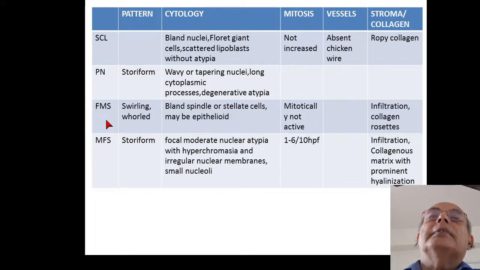In case of low-grade fibromyxoid sarcoma, swirling or whorled pattern, bland spindle cells, a few epithelioid cells may be seen. Tumor is not mitotically active, but we will find infiltration and collagen rosettes. In case of low-grade myofibroblastic sarcoma, storiform pattern, focal moderate nuclear atypia with hyperchromasia and irregular nuclear membrane. Small nuclei may be seen. Tumor is not so mitotically active, but we will find infiltration.